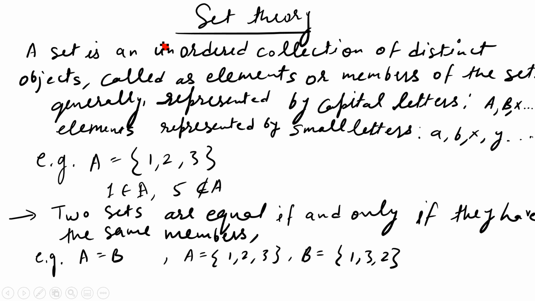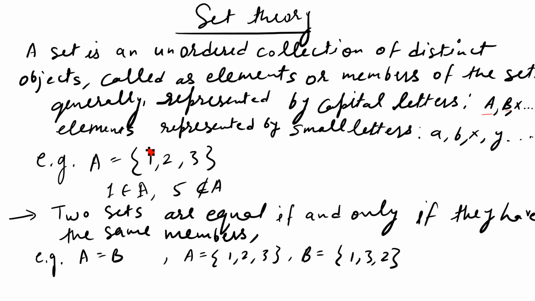Basically, a set is an unordered collection of distinct objects called elements or members of the set. Generally, we represent sets by capital letters like A, B, X, and so on, and elements are represented by small letters.